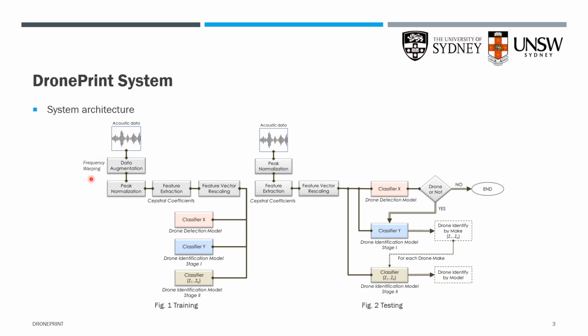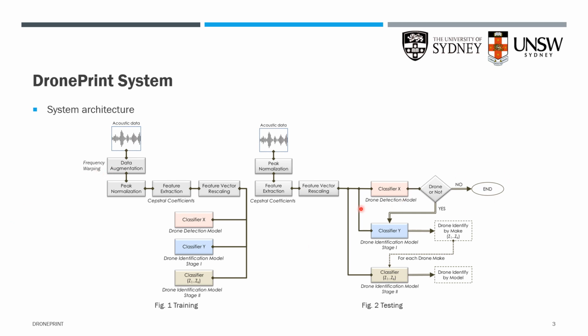At the training stage, there's an extra step involved, which is frequency warping. This allows us to augment our data set and also deal with the potential Doppler effects introduced in the sound by the drone movements. For classification, we actually have three different classifiers.